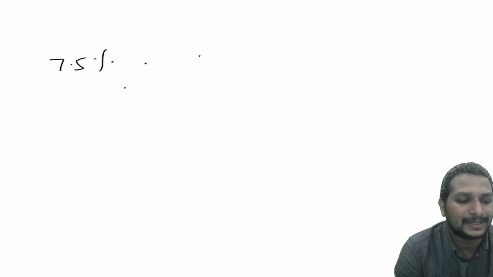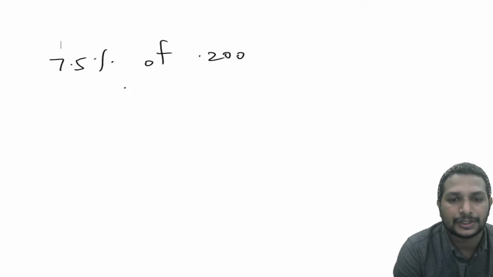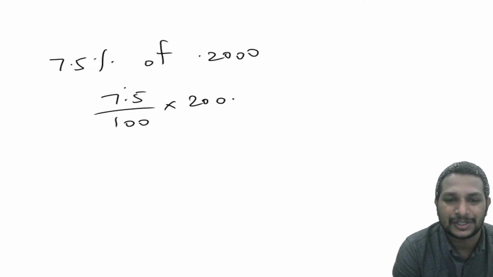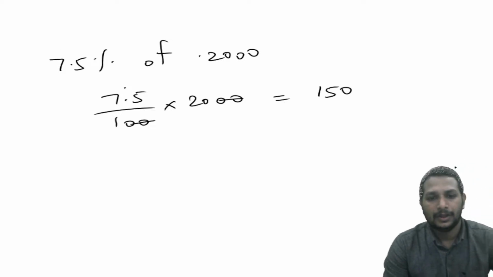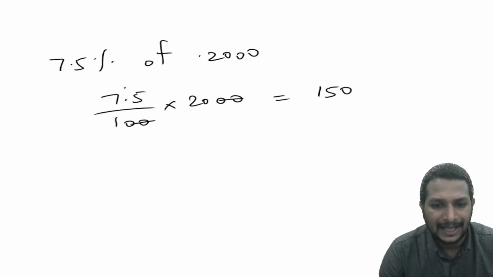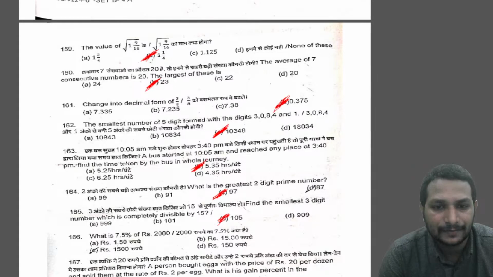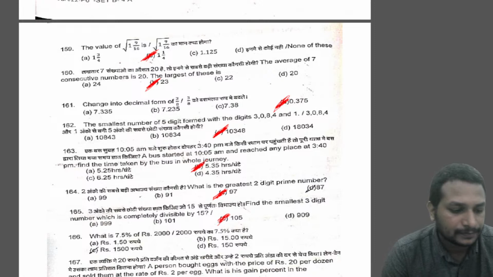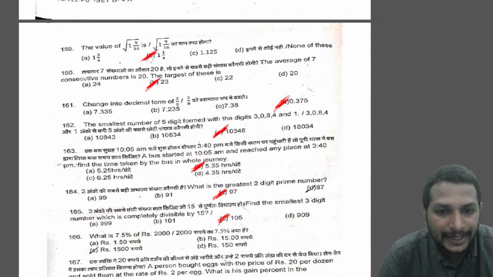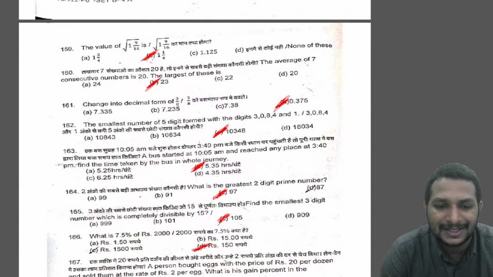7.5 percentage of... is 7.5 by 100 into 1000. Cancel off these 2 zeros, 2 zeros. 7.5 into 2 means we're getting the answer as 150. The answer for this question is 7.5 into 20, which means 150. The answer for this question is option D. Option D, right? 150 is the answer.